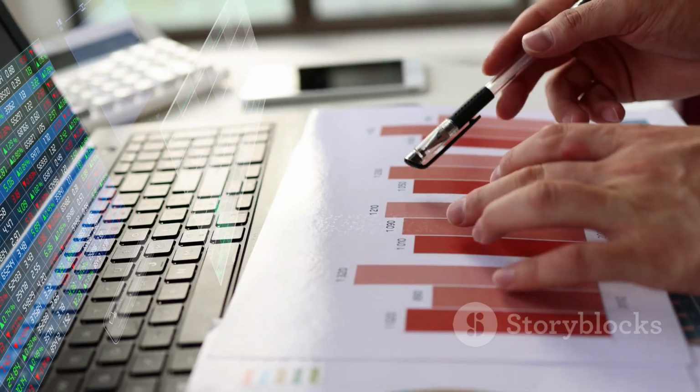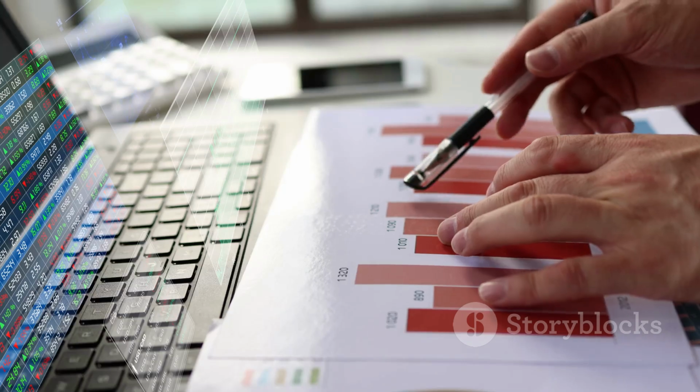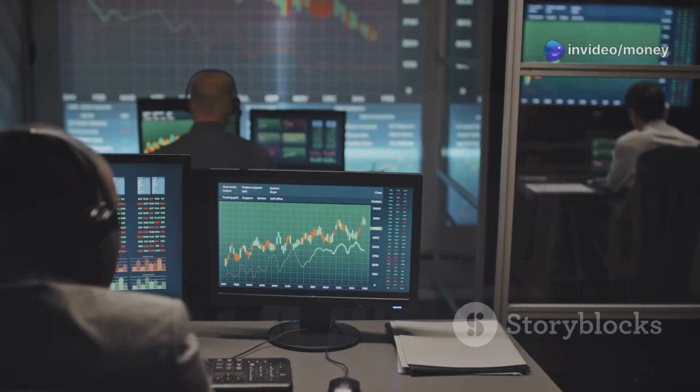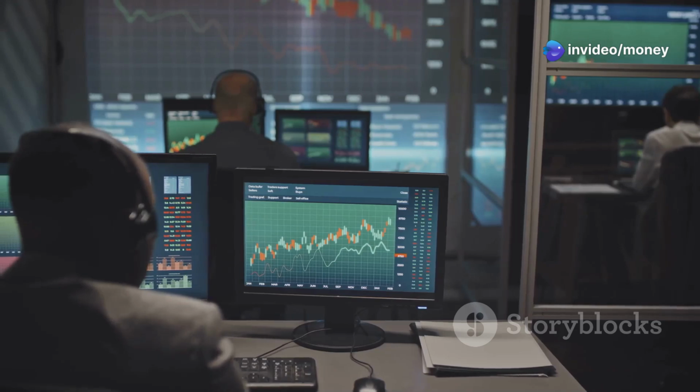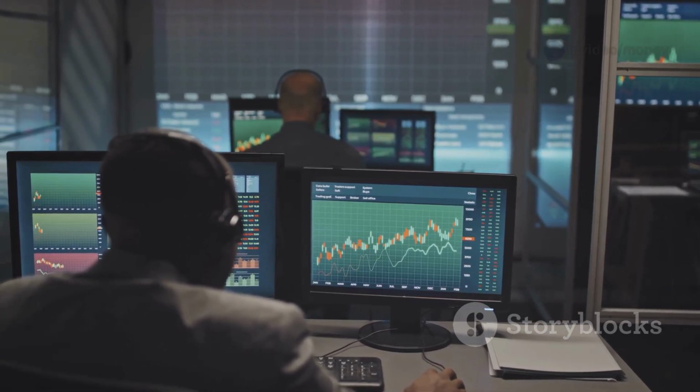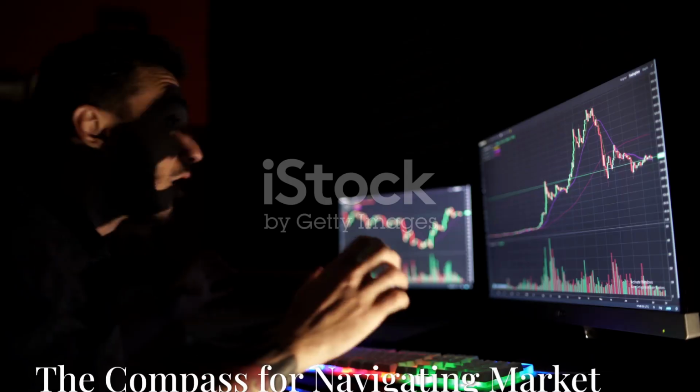The GMMA is a powerful tool that can help you understand the balance of power between buyers and sellers in the market. By analyzing the interactions between the short-term and long-term bands, you can make more informed trading decisions and potentially increase your profits.